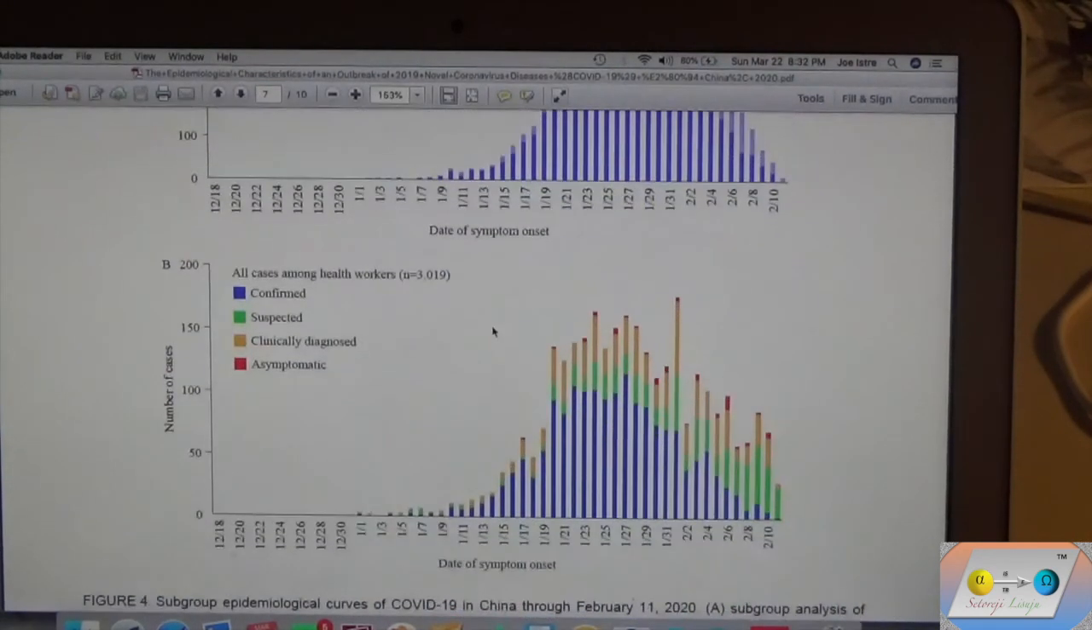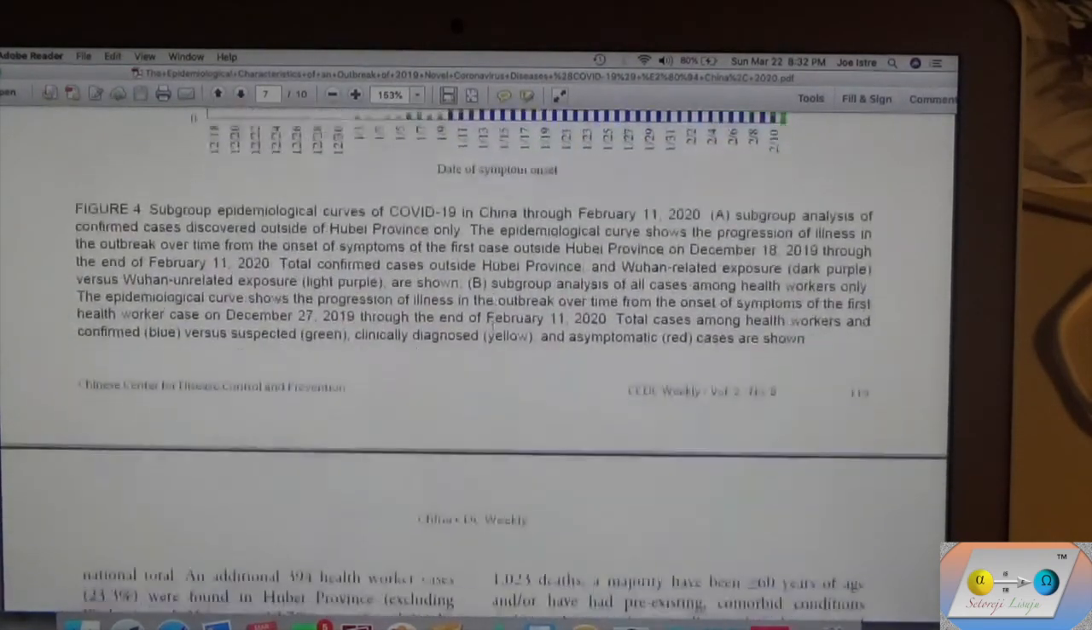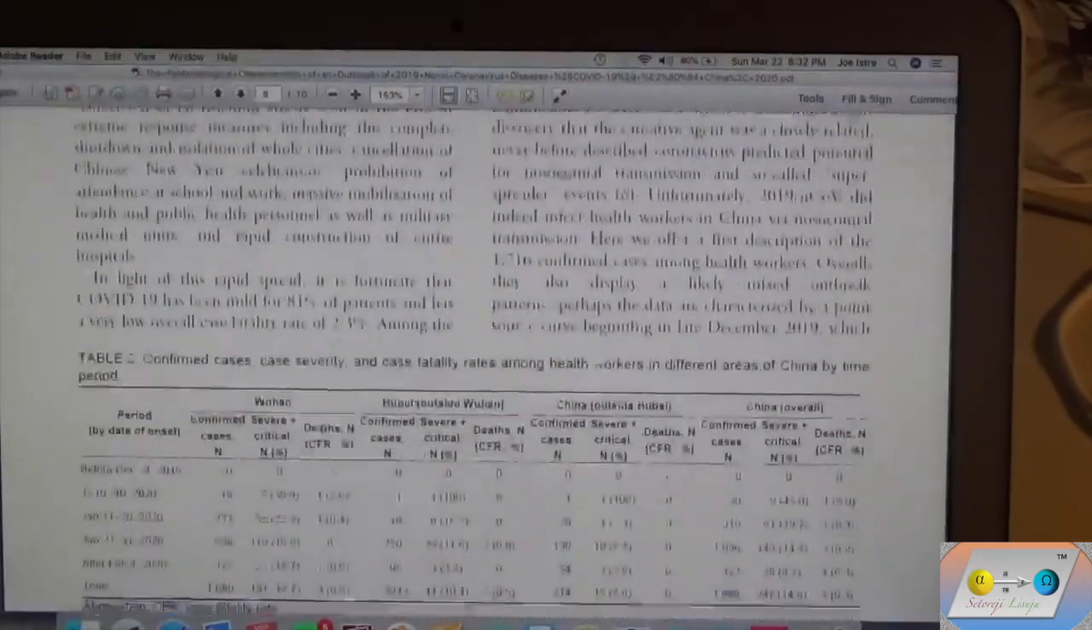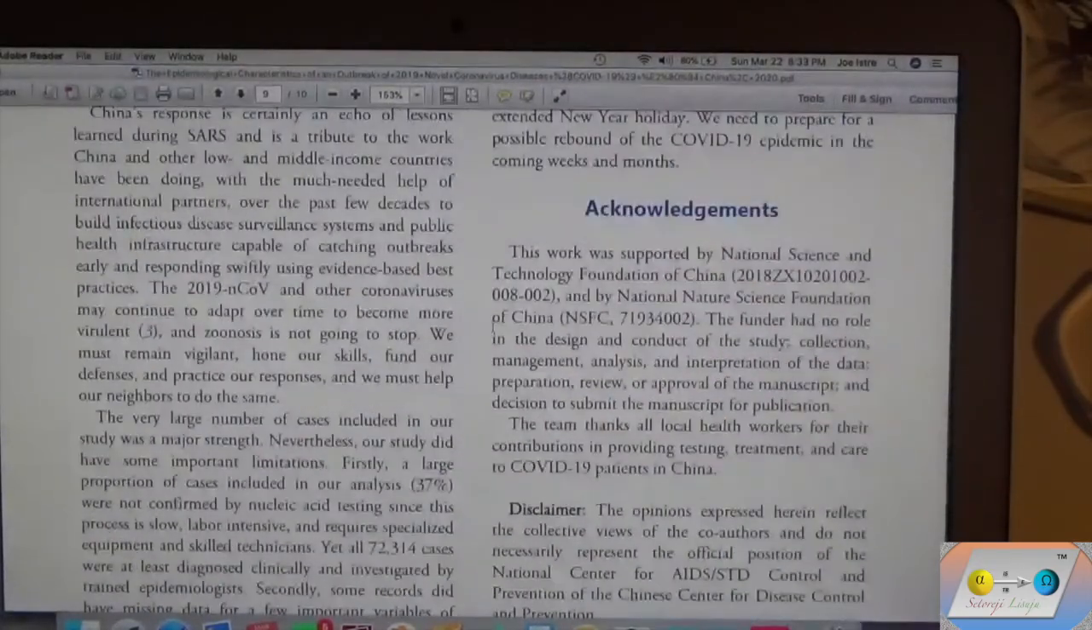Subgroup findings, Wuhan. All cases among health workers. Interesting. Discussion. And there's some discussion, and then the acknowledgments, etc., and references.